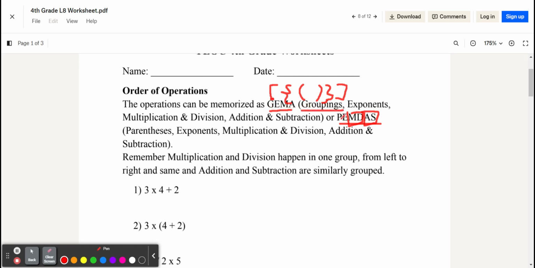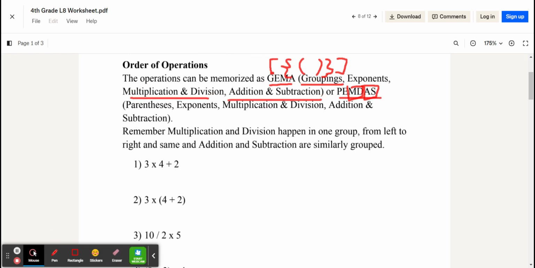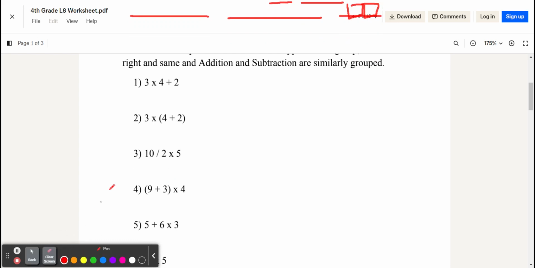It also uses groupings instead of just parentheses. It's a little bit more general. So basically, this is used to remember that first you do things inside the groups, then you do exponents, then you do multiplication and division, and then you do addition and subtraction. And then you do things left to right if they are in the same group.